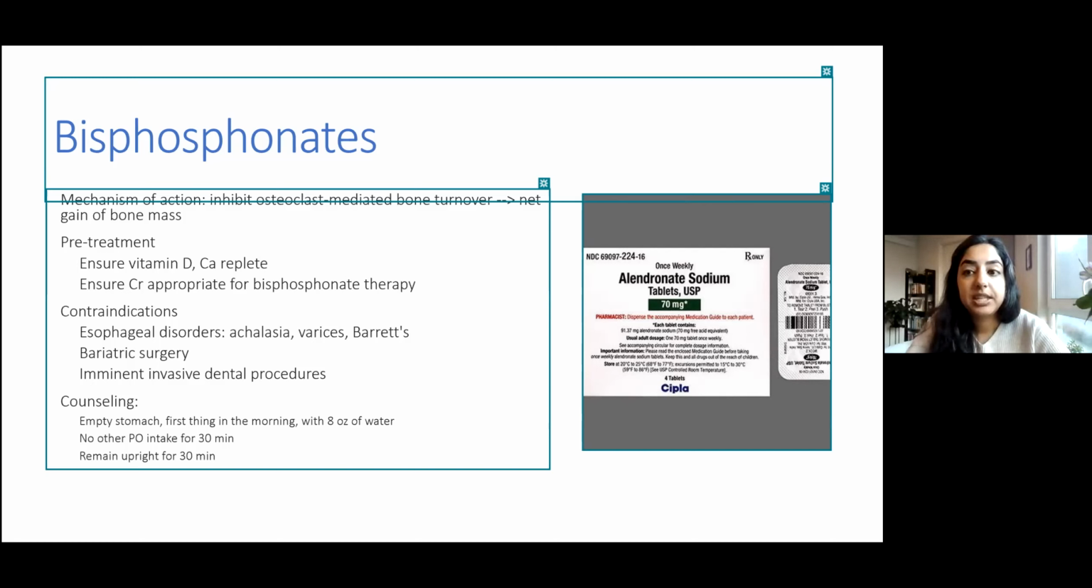When you're counseling a patient about taking a bisphosphonate correctly, this is the hardest thing. You tell the patient to pick a day of the week that they're going to take their bisphosphonate, and a lot of patients say, okay, I'm going to do Sunday. They should take it on an empty stomach first thing in the morning with a full glass of water. They shouldn't eat anything else for 30 minutes, and they should stay upright for 30 minutes to prevent esophagitis.